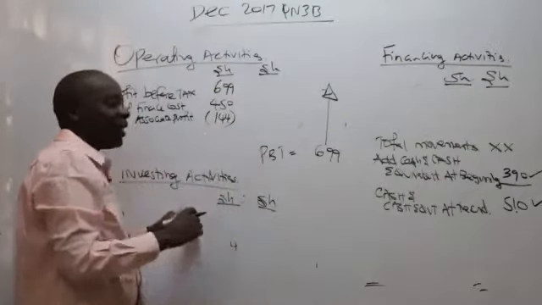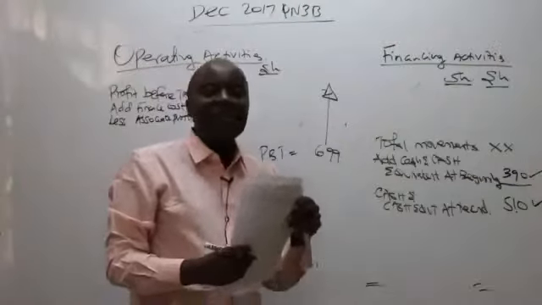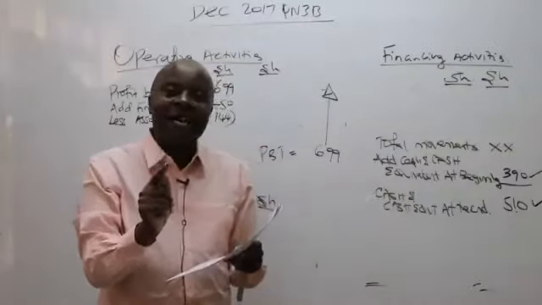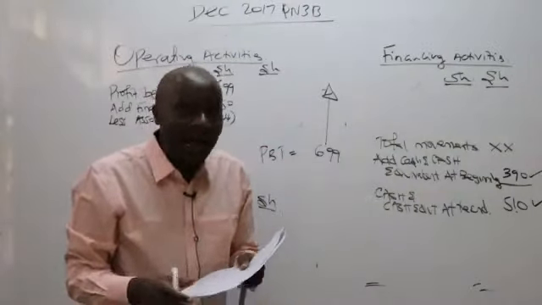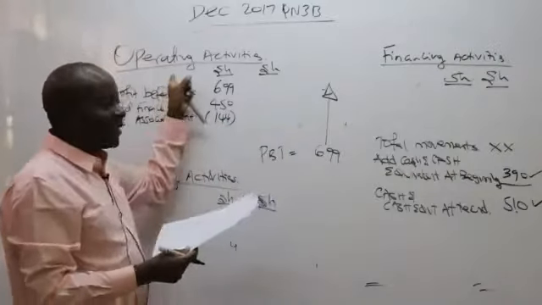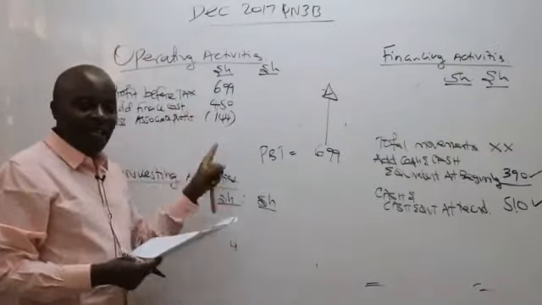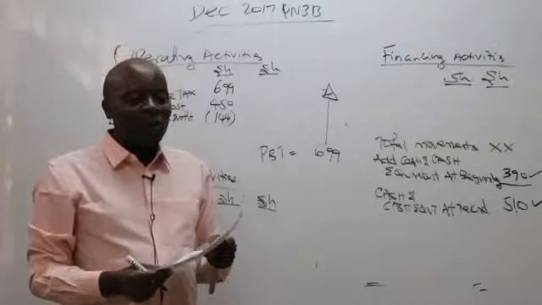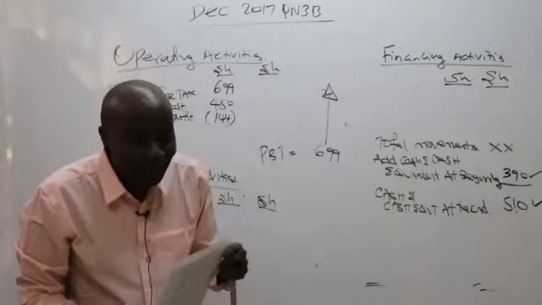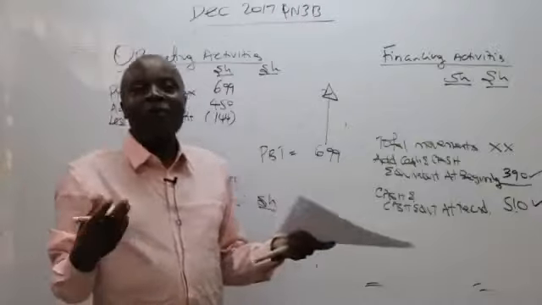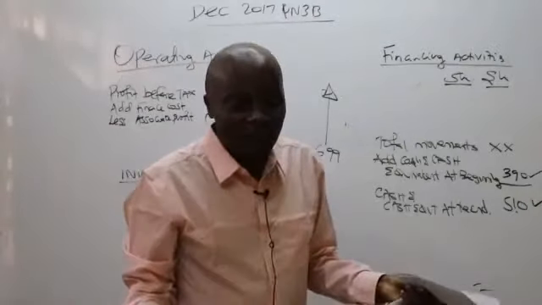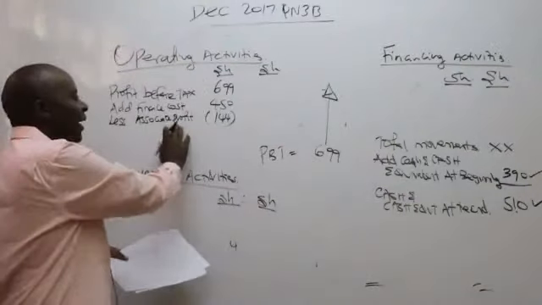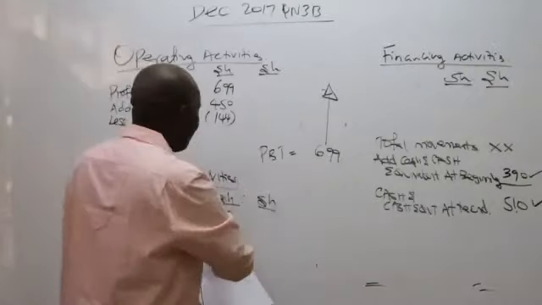Now, can someone tell me this afternoon, why am I subtracting this associate's profit? It's because of misplacement. The income has been recognized under operating activity, and yet it is supposed to be accounted for under investing. We have invested in an associate. So this will go later into the computation of investing activity.